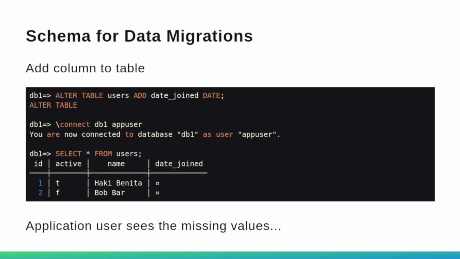The value is null. Now we don't want the application to see missing values. We want the application to see some value. So while we populate this field, maybe we need to go and parse application logs, extract this data from somewhere. Maybe it takes a lot of time. And in the meantime, we want the application to see something. We don't want the application to have to handle missing values.